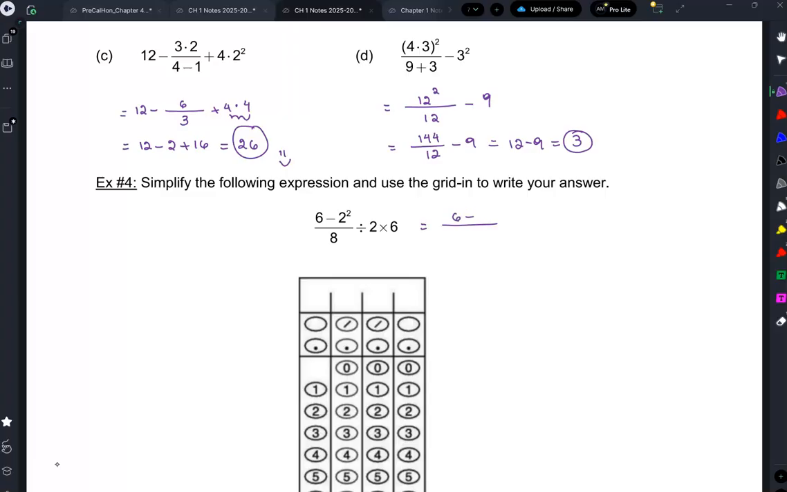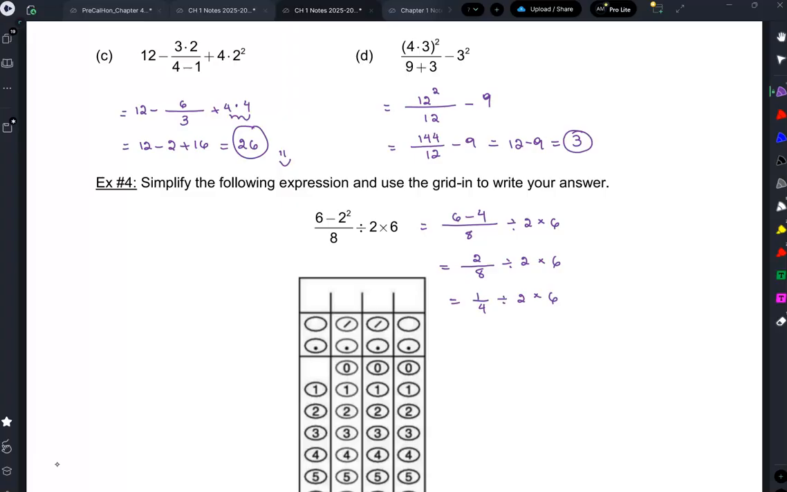6 minus 2 squared is 4 over 8, divided by 2 times 6. Okay, so remember the fraction is a grouping symbol. I have to do that first. So 6 minus 4, 2 over 8. Correct. Divided by 2 times 6. So like we said, this is 1 over 4 divided by 2 times 6.